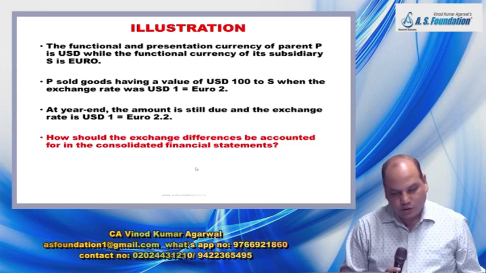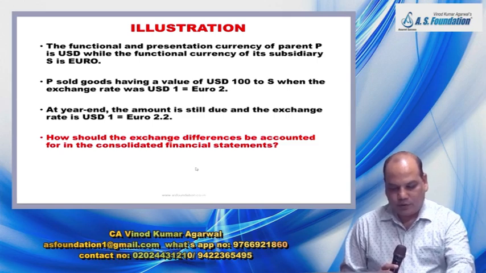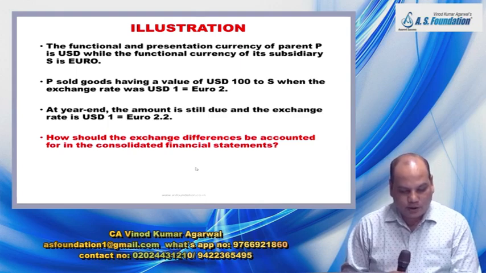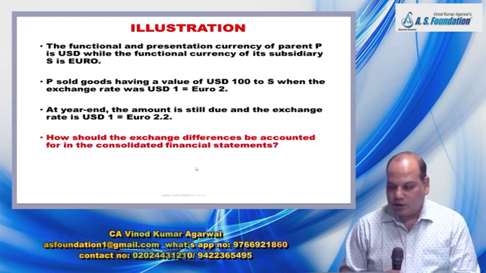Come to question number 43. The functional and presentation currency of parent P is USD. And the functional currency of the subsidiary S is Euro. Right? Functional currency is clear. For parent P it is USD, for subsidiary it is Euro.